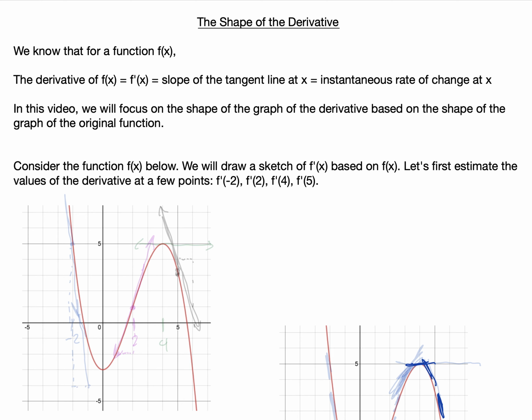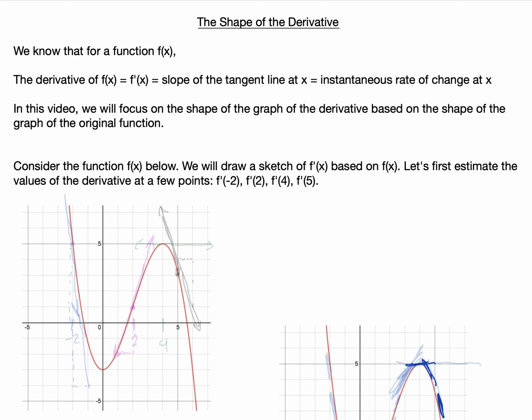In this video, we're going to talk about the shape of the derivative. We know that for a function f of x, the derivative of the function, f prime of x, is the same as the slope of the tangent line at x, and it's also equal to the instantaneous rate of change at x. We're going to focus on the shape of the graph of the derivative based on the shape of the graph of the original function.